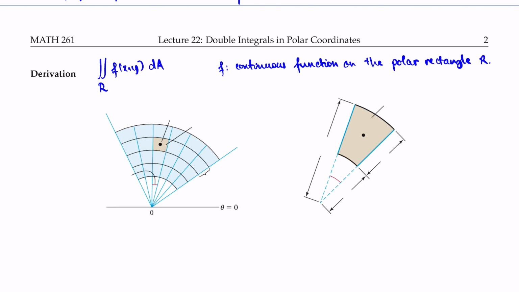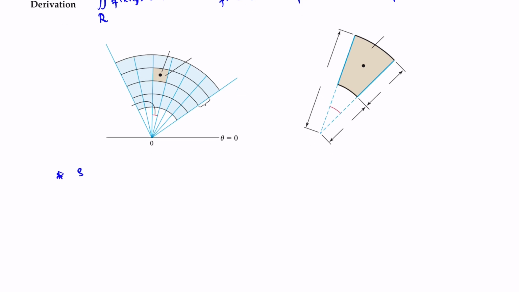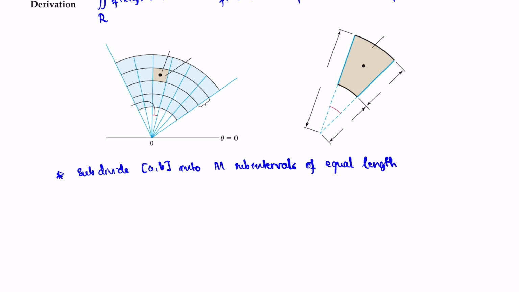Now, our approach is very similar to what we did in the last lecture. We're going to subdivide the interval from a to b into m subintervals of equal length, and the length is calculated as delta r equal to b minus a divided by capital M.